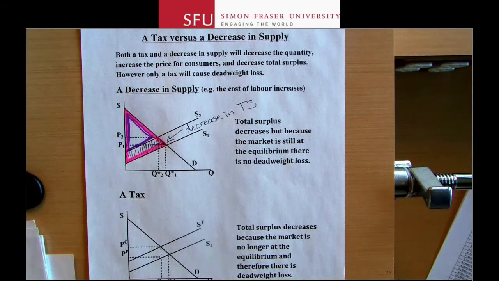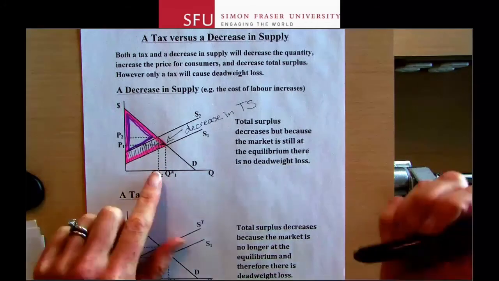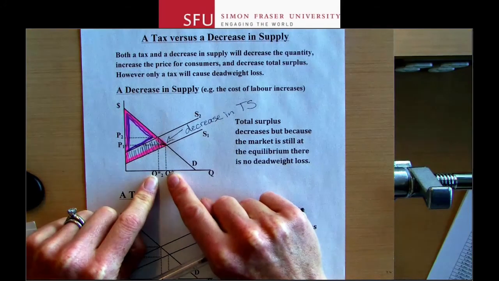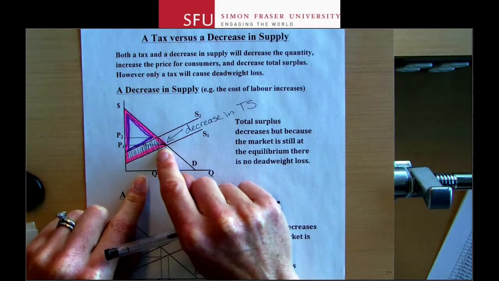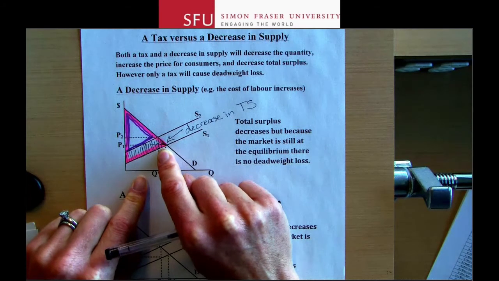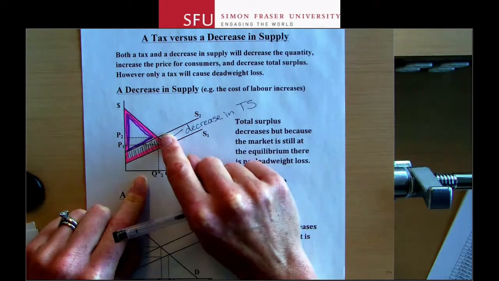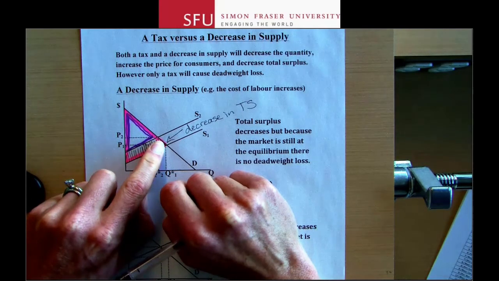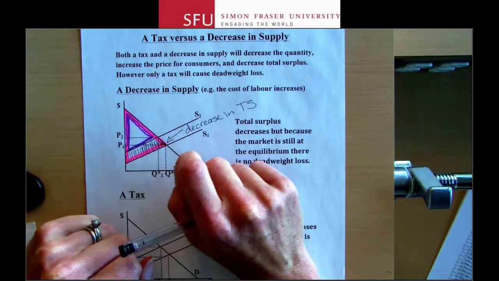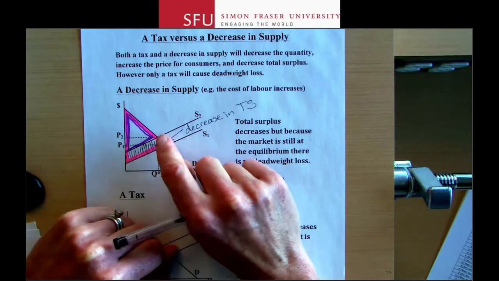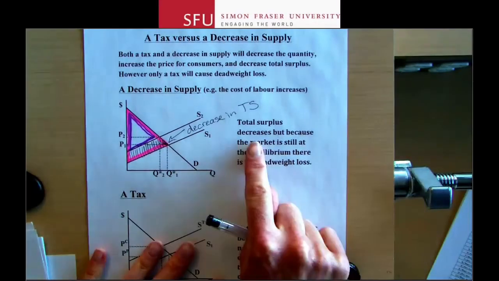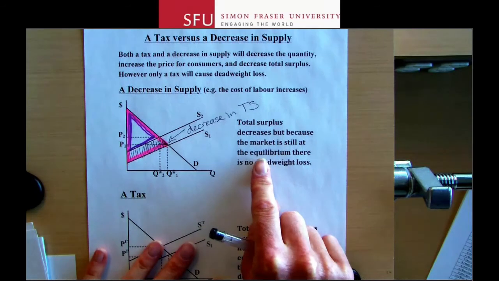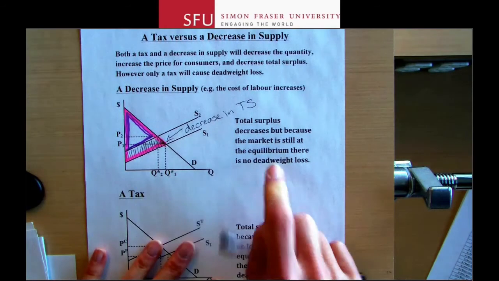So that's what's happened here. So for these lost units here, the consumers were willing to pay this price and the cost used to be here, so they were getting surplus and they were buying and selling those units. But now the cost is up here. So for these units, here's the benefit and here's the cost. It's just not going to work out. They're just not going to buy and sell those units anymore. So now they only buy and sell up to Q2. Okay. All right, so total surplus decreases, but the market is still in equilibrium, so there is no deadweight loss.